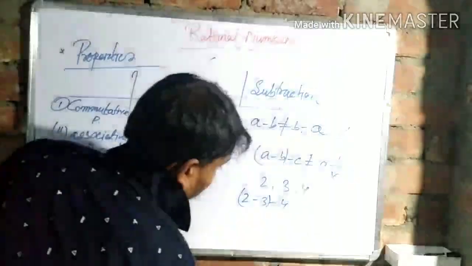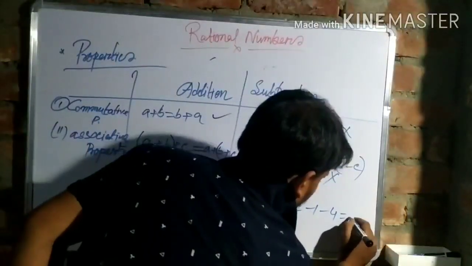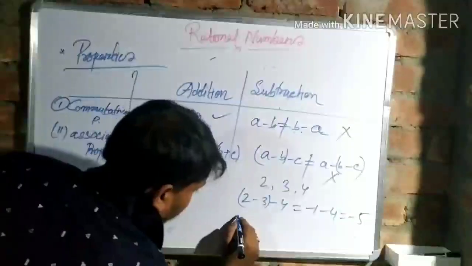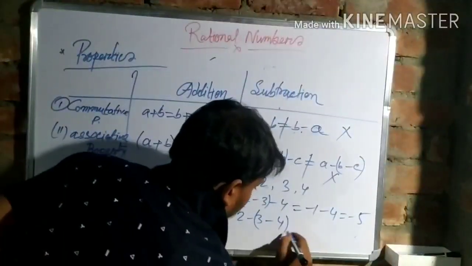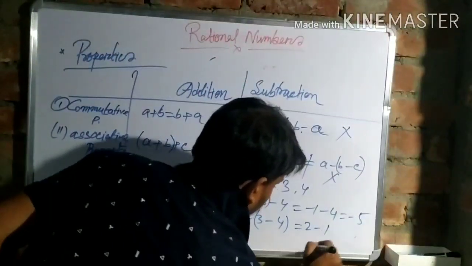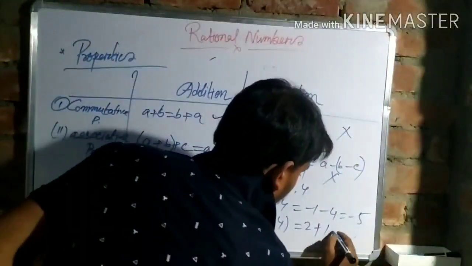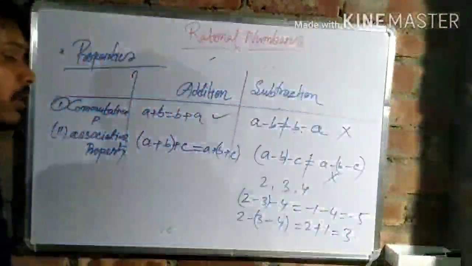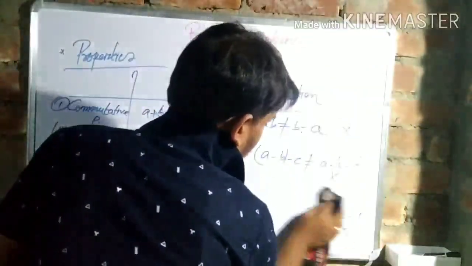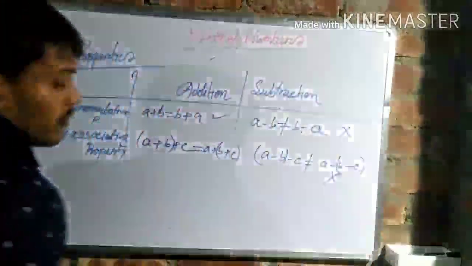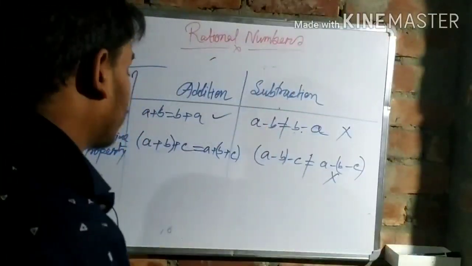First we take the bracket here. So what is the value? Minus 1 minus 4. So it becomes minus 5. And if we take the bracket on the last two numbers, then what is the value? 2 minus (3 minus 4), 2 minus minus 1, plus 1. So 3. So the values are not equal. That means associative property does not hold in subtraction.